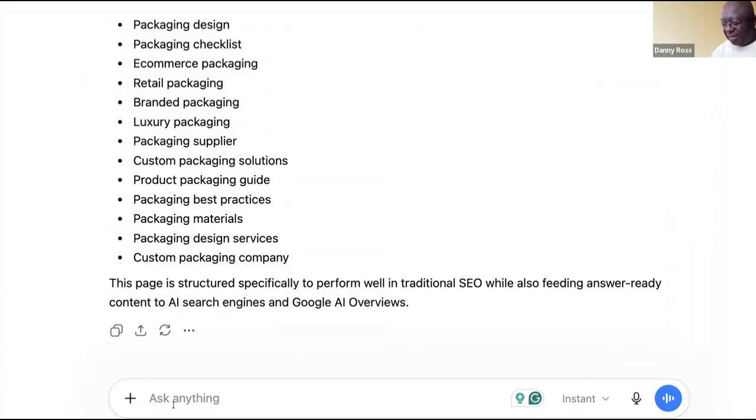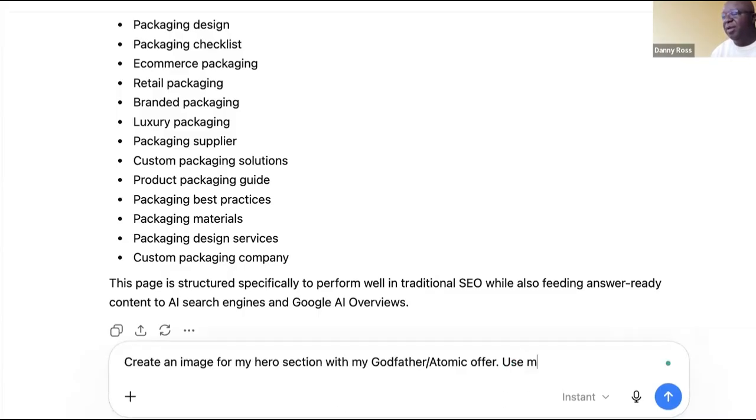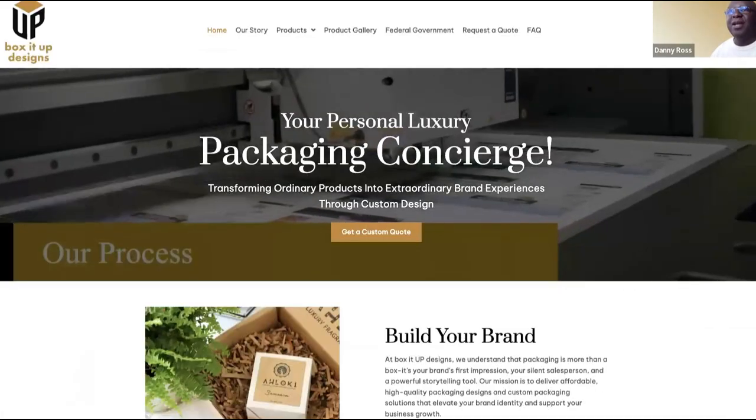Perfect. So now I can ask AI, create an image for my hero section with my Godfather offer. My AI is trained on both. You can say atomic offer. Hero section image from my hero section, Godfather offer. And then I can tell it use my branding colors. You can actually have it identify your actual branding colors.